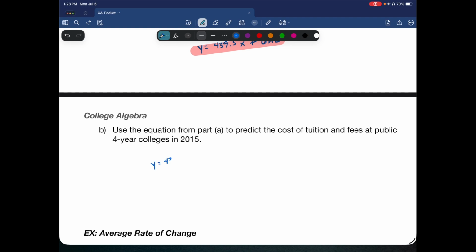So y equals 439.5 times 6 plus 6312. And just crunch the numbers in your calculator, and you're going to get 8949. So in 2015, that's what the tuition would be based on that model. Okay.